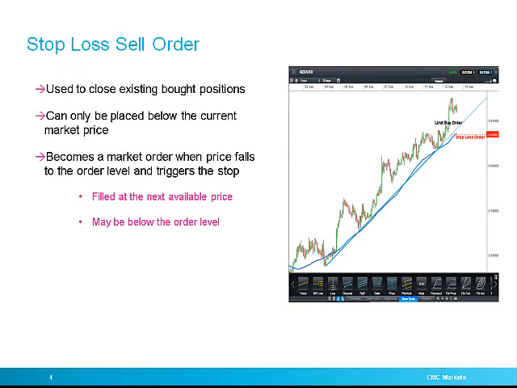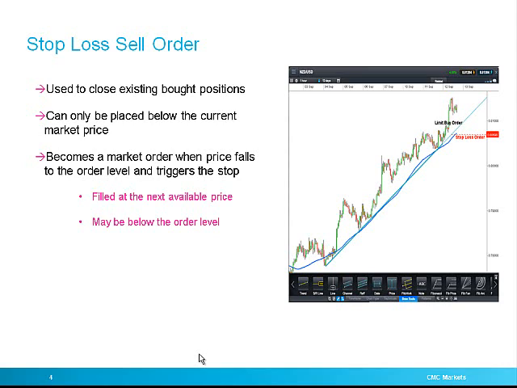Alright, now just to cover briefly what stop loss orders are. Today I'm going to be looking at stop loss orders as opposed to stop entry orders. So a stop loss sell order is used to close an existing bought position. By definition, a stop loss sell order can only be placed below the current market, and that means that when you first enter the market with a buy order, the stop loss order must by definition be placed at a level that's going to result in a loss. It must be a worse or lower price than you've entered the market.